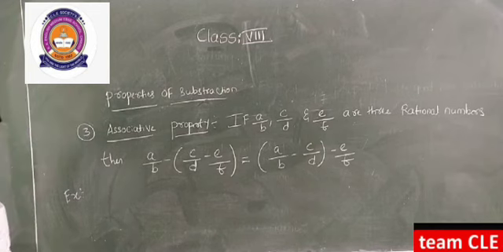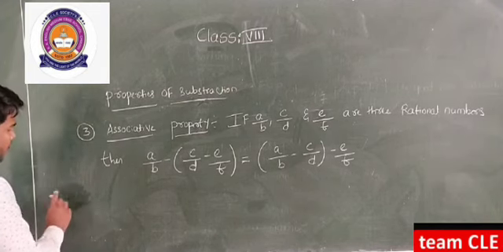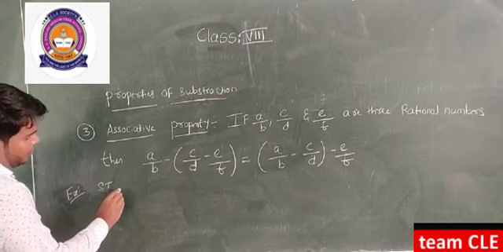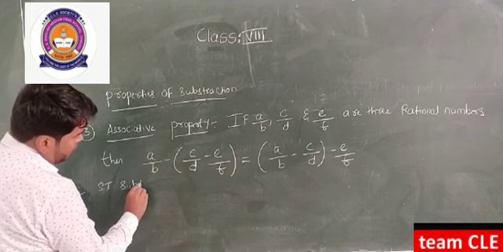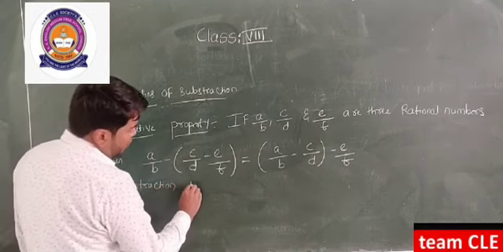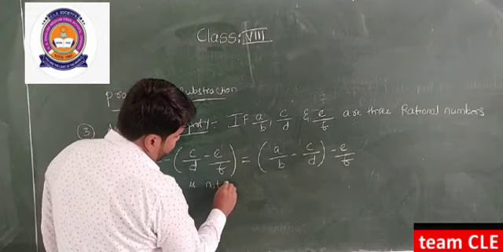Example: show that subtraction is not associative.